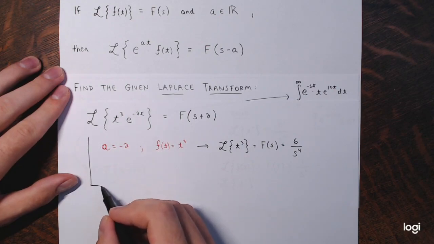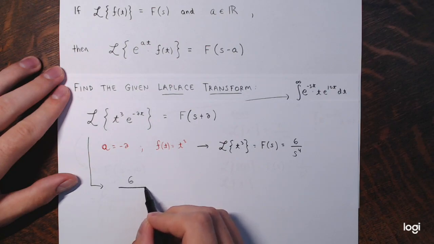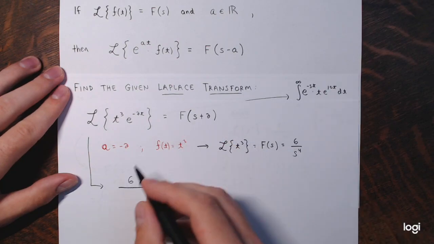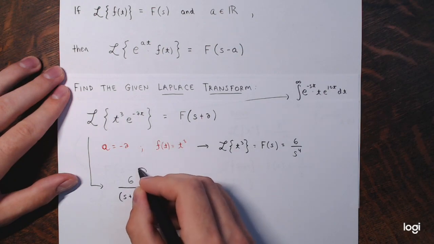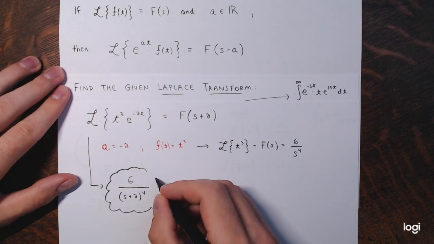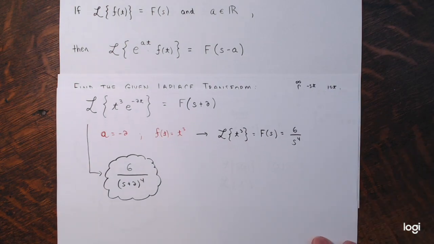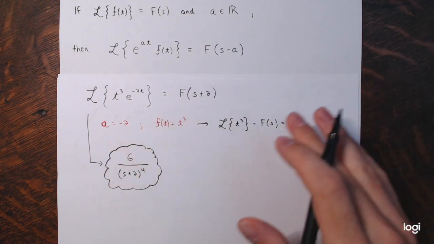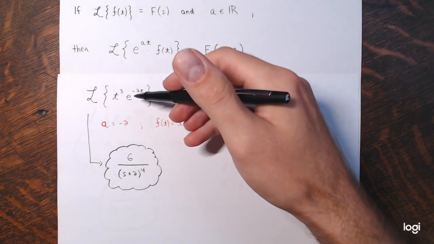So when all's said and done here, this Laplace transform is 6 over, and then instead of s to the 4th, I have the quantity s plus 2 to the 4th. And that's it. And there's the Laplace transform of t cubed times e to the negative 2t. Okay. And then again, you can verify that if you wish by using the definition of Laplace transform, or take the inverse Laplace transform of this and see that you get that function back.